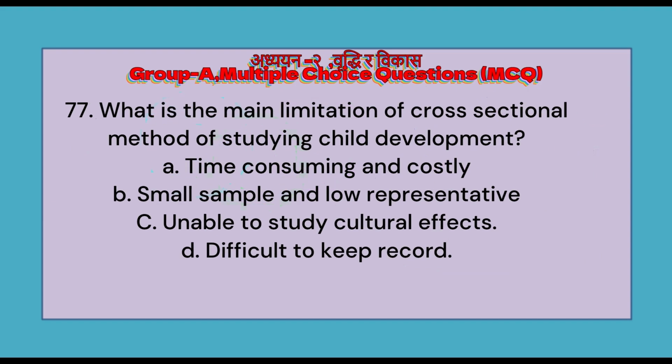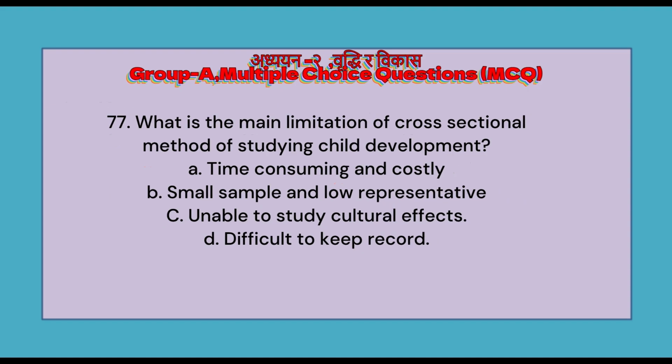77. What is the main limitation of the cross-sectional method of studying child development? A. Time-consuming and costly, B. Small sample and low representative, C. Unable to study cultural effects, D. Difficult to keep record. Correct answer: C. Unable to study cultural effects.